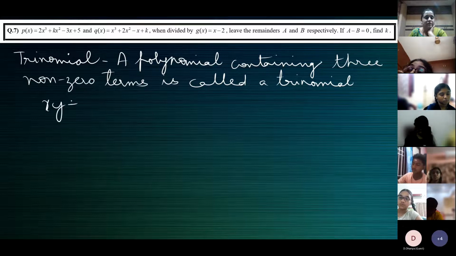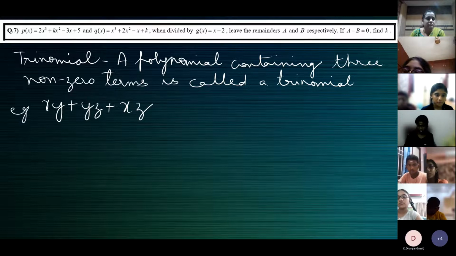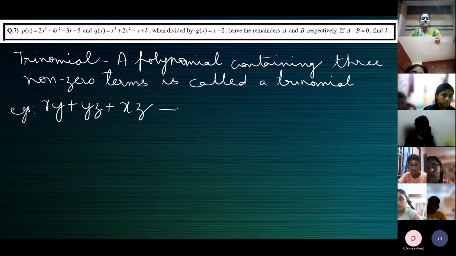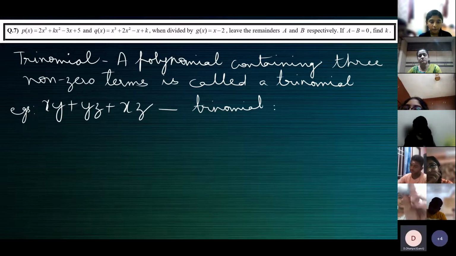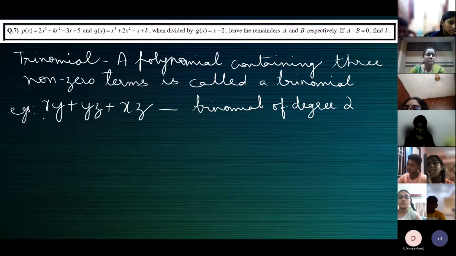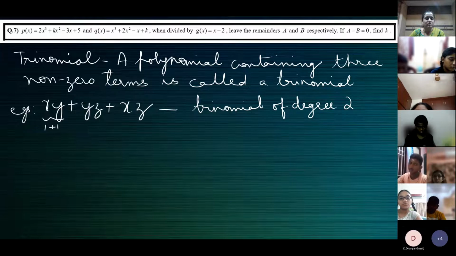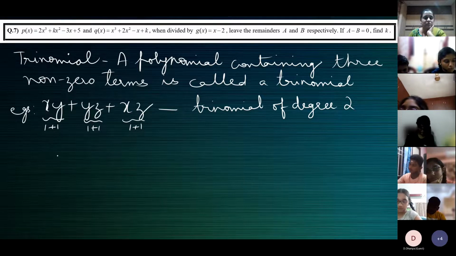So xy plus yz plus xz. This is a trinomial. Yes, ma'am. It is a trinomial of degree 2, because 1 plus 1, 2, 1 plus 1, 2, 1 plus 1, 2. Everywhere it's 2. So the degree is 2. Trinomial of degree 2.